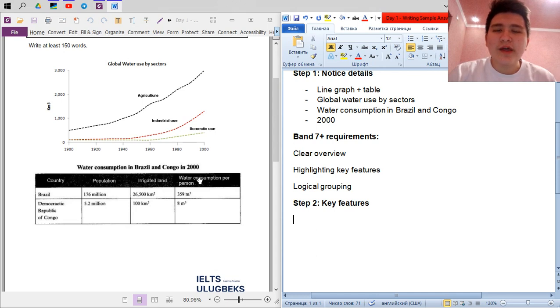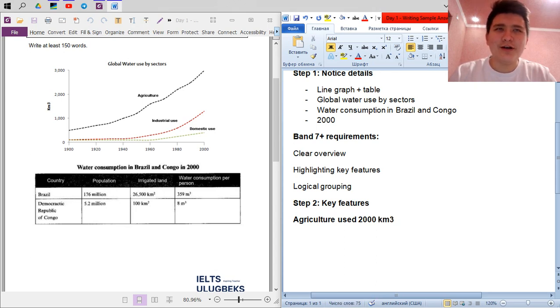is something that decides whether or not, listen carefully, the piece of information you see on this chart is worthy of being written down, whether or not it's important enough to be written down. Let me give you an example. So something that is not a key feature would probably look something like this. Agriculture used, let's say, 2000 kilometers to the power of 3.